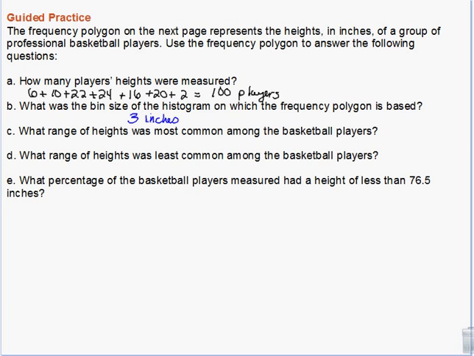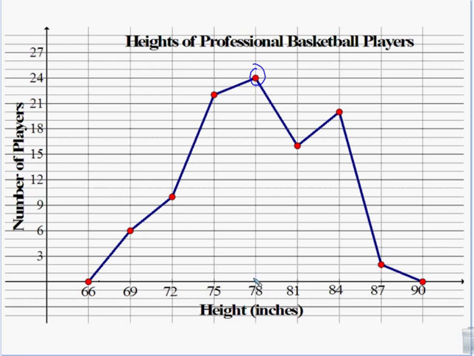Okay. What range of heights is the most common? Well, we've got the halfway thing, right? So 76, 77, so 76 and a half to 79, 80, 79 and a half. No, this one is saying what is the most common height.